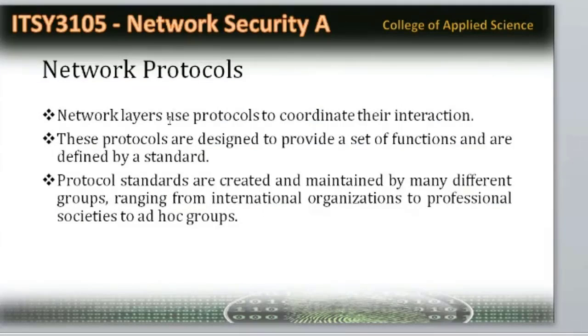You can see network layers, different layers. If you take the OSI model, there are 7 layers available. If you take the TCP/IP model, 5 layers or 4 layers are available. In every layer, there is a different set of protocols running. These protocols are designed to provide a set of functions that are defined by a standard. So the protocols are going to provide some set of functions to us. Protocol standards are created. There are some standards available, and some regulation about standards we are also going to see in the coming slides.